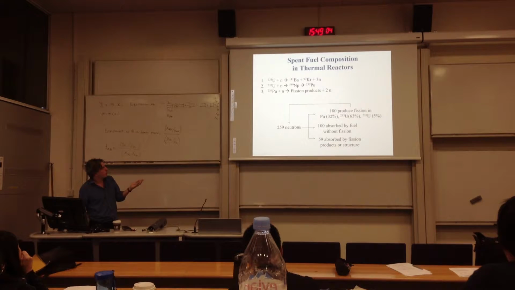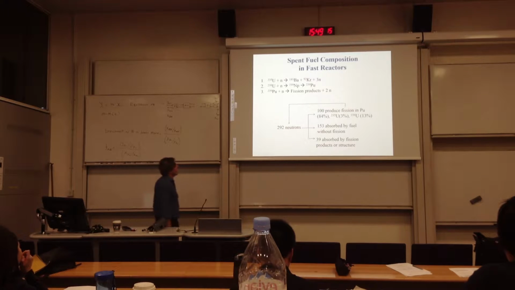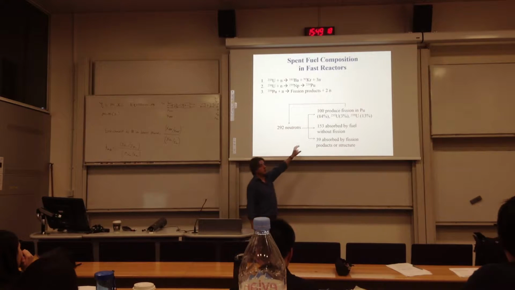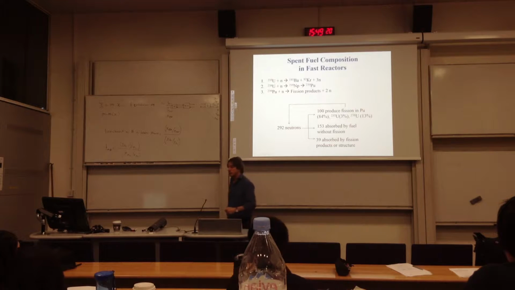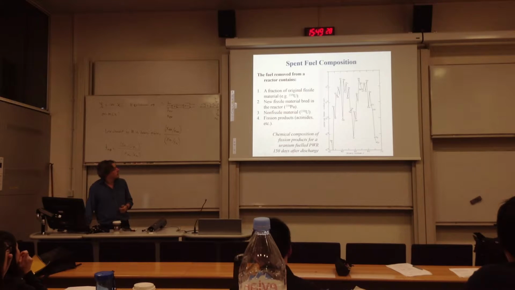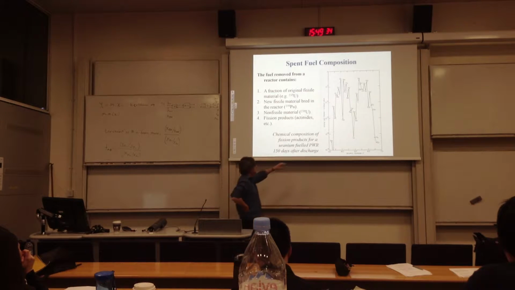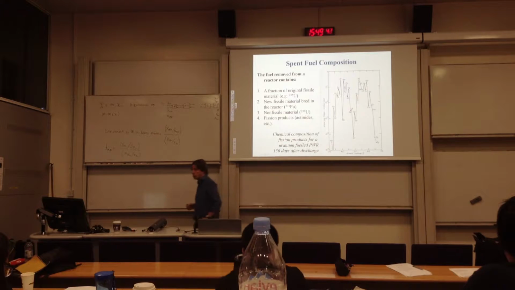The actual proportions will be different depending on the type of reactor and depending on how long it's been operating, and depending on whether it was a fast reactor or a thermal reactor, because the balance of neutrons changes between them, so the product distribution is different. This is a typical distribution for a pressurized water reactor, and you can see it contains a number of fission products there in various concentrations.